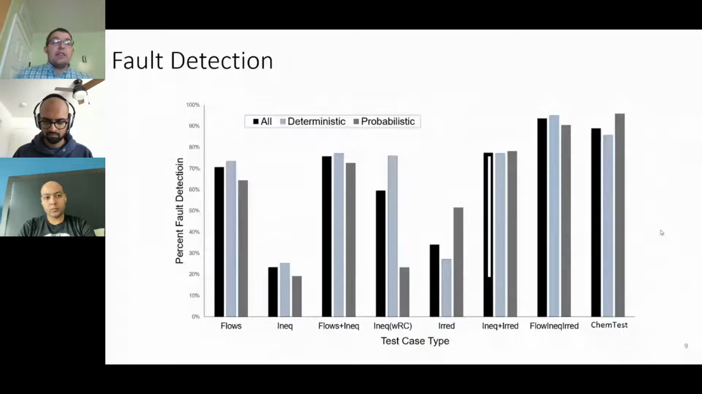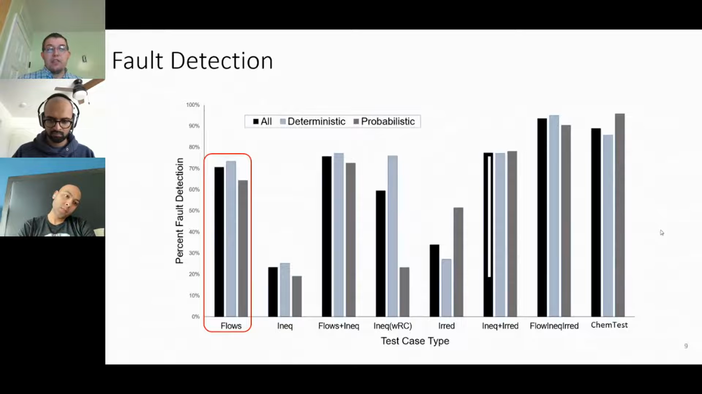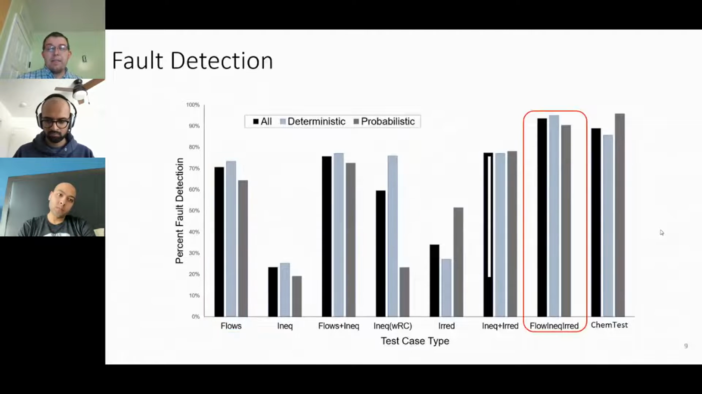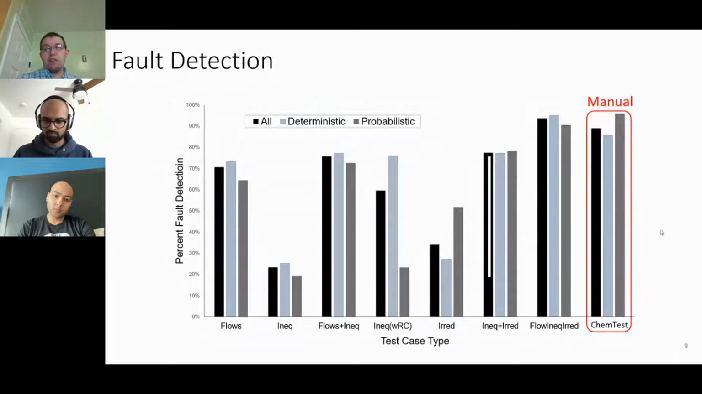When we looked at fault detection, we saw that in the 9 subjects that had manual specifications available, flows had a good fault detection in general, but when we added in all 3 types of invariants together, we saw fault detection on par with the manually generated ChemTest specifications, without the time and labor required to create the specifications themselves. We also saw similar performance in the 4 subjects without manually generated tests on the invariant tests.